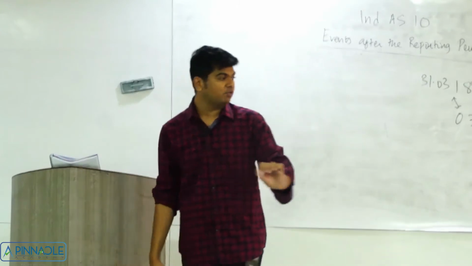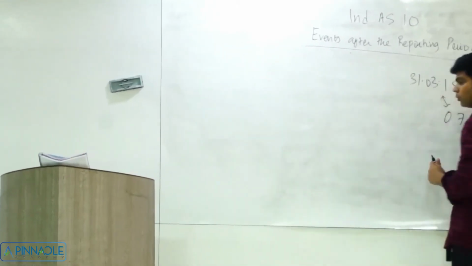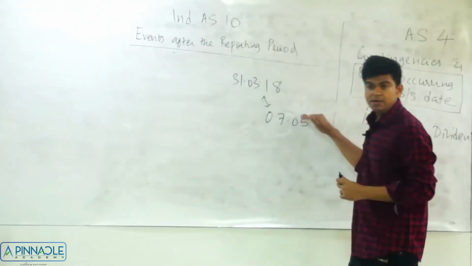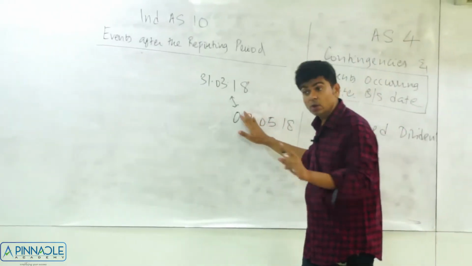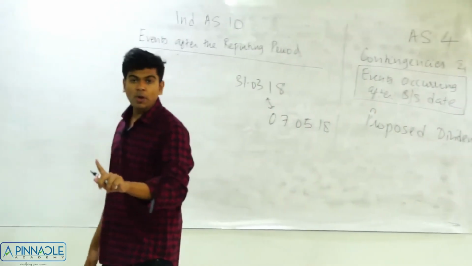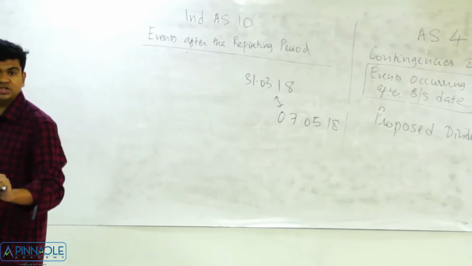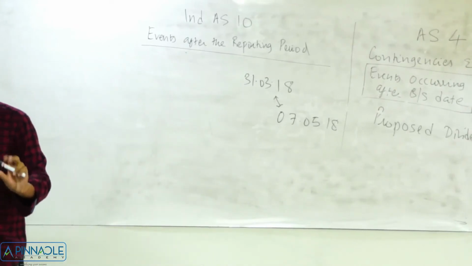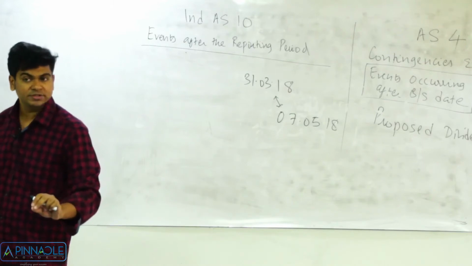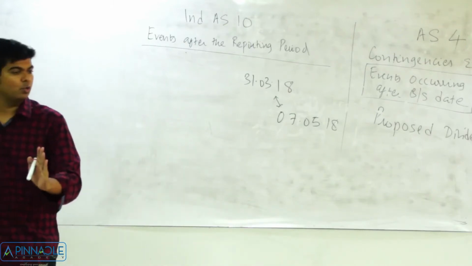So any event which is happening after the balance sheet date, but before the approval of the financial statements, please classify that event, whether favorable or unfavorable, doesn't matter. You have to segregate that into adjusting or non-adjusting. The question is, when can I consider it to be adjusting? When can I consider it to be non-adjusting? So that's the main question.